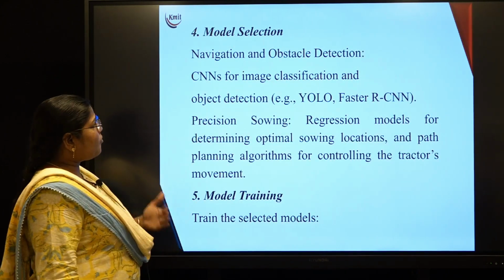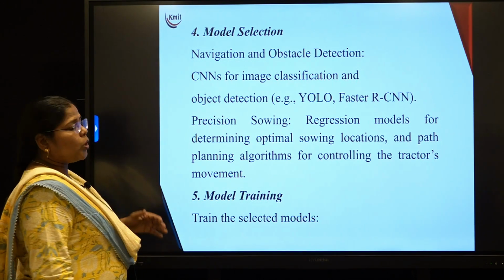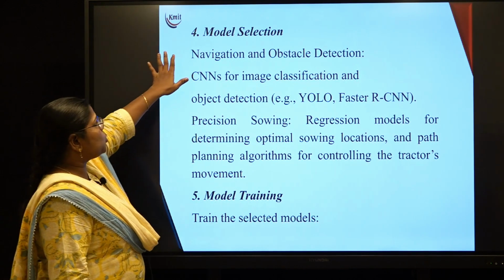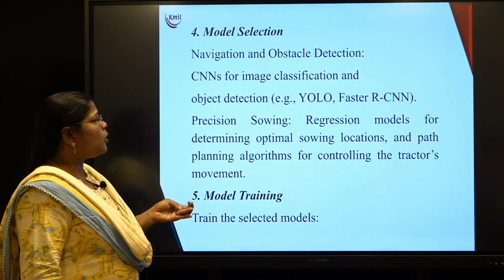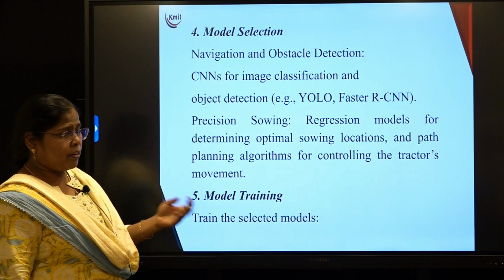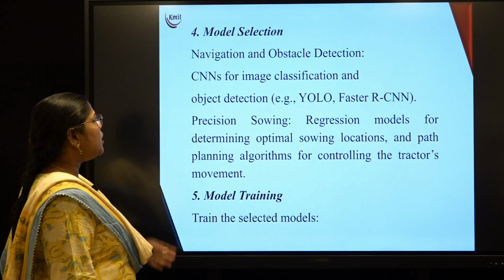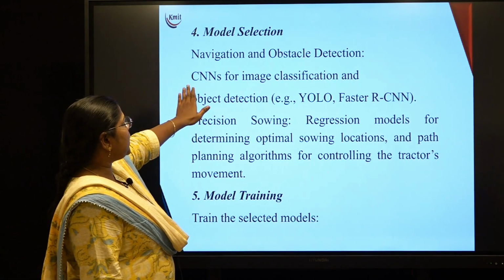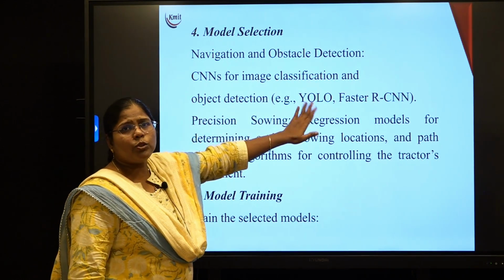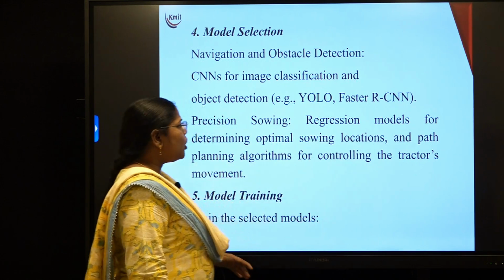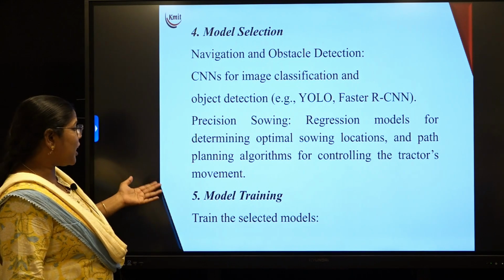Next, after collecting the data from all the sensors and pre-processing all the data, we need to choose the model. So to design the crop sowing and also the driverless tractor, we always need to improve the navigation and obstacle detection. For this we can use CNN for image classification, and for object detection we can use YOLO or Faster RCNN, which can improve our accuracy of detection or classification.